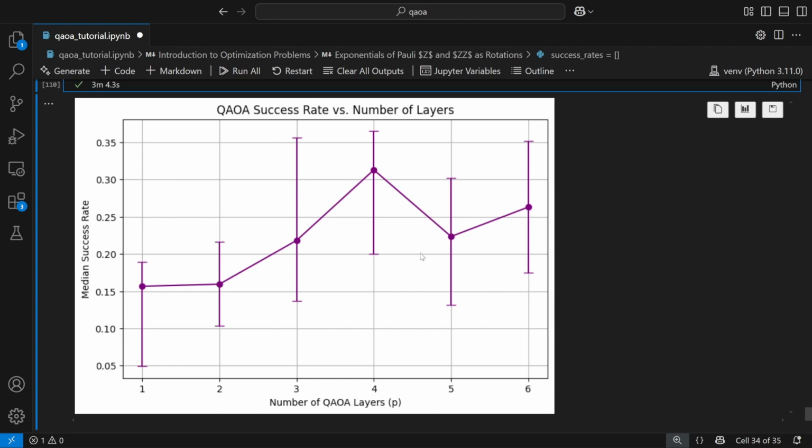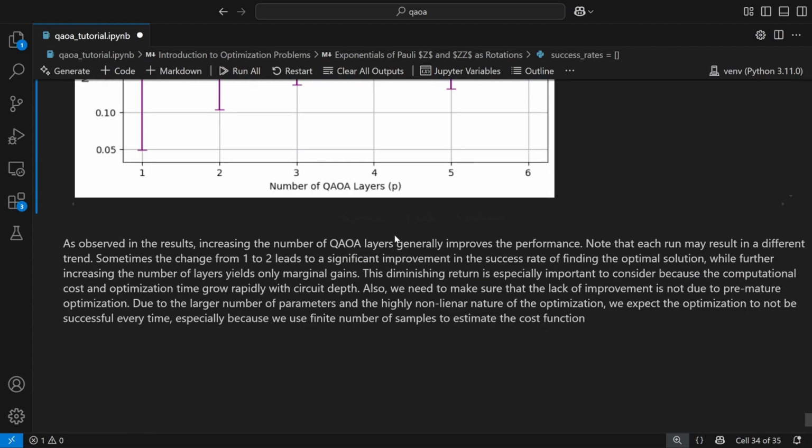So with that, I will leave you. This notebook is linked in the video. You can go through it and play with the parameters and even run your own optimization problem as you wish. Thank you.